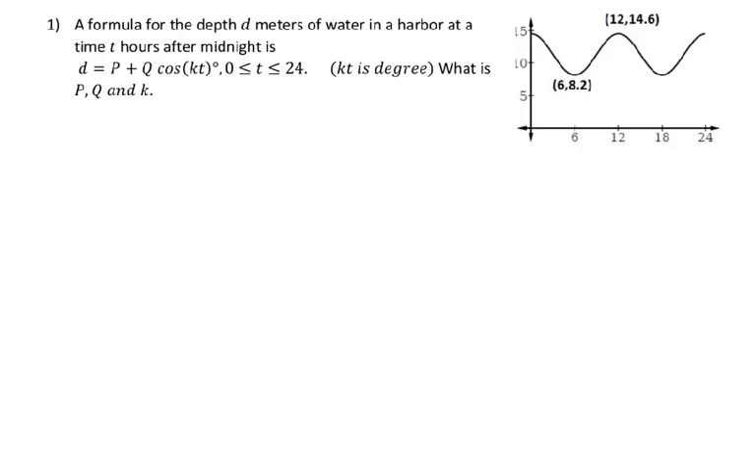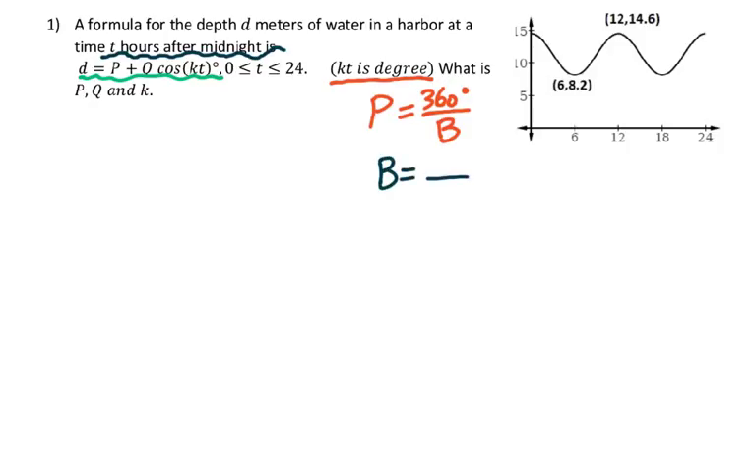A formula for the depth d meters of water is given like this. T stands for the hours after midnight. You need to be careful. kt is a degree. What does this mean? When you're looking for the period, you have to do 360 over B. In other words, B equals 360 over P. Then you need to figure out P, Q, and K.